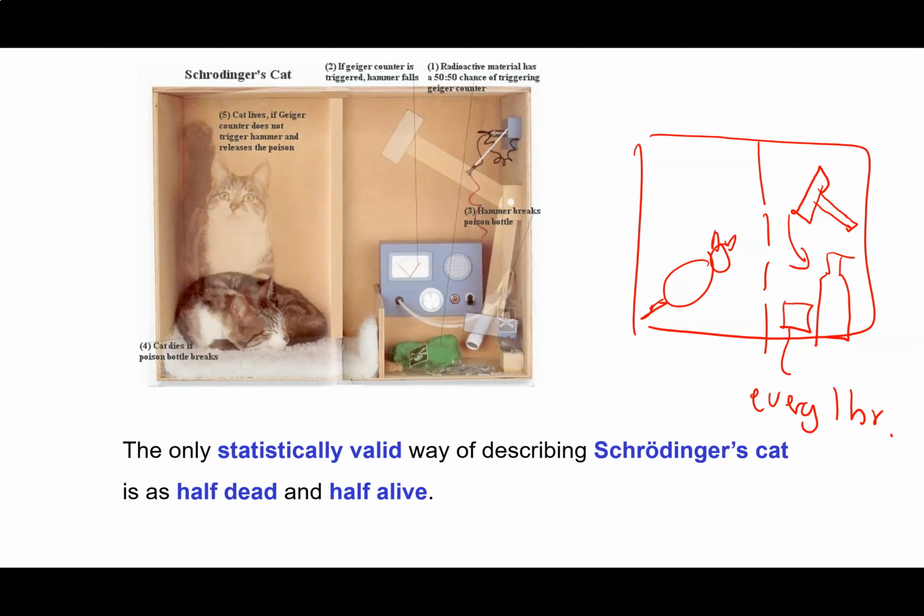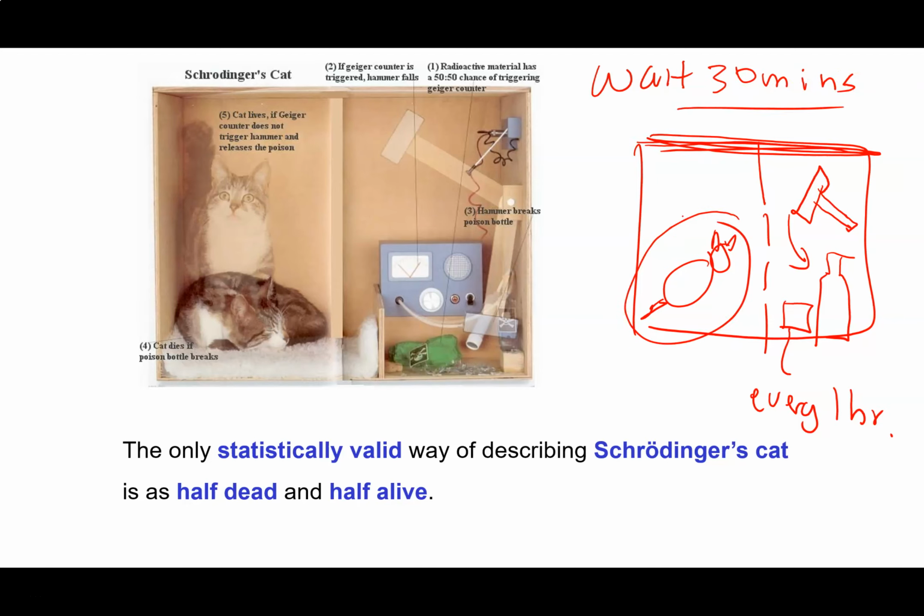So what you do is you set all of this up, you put the cat in there, and you put a lid on the box. And then you wait 30 minutes. Okay, so what do you know about the cat? Is the cat dead? Is the cat alive?